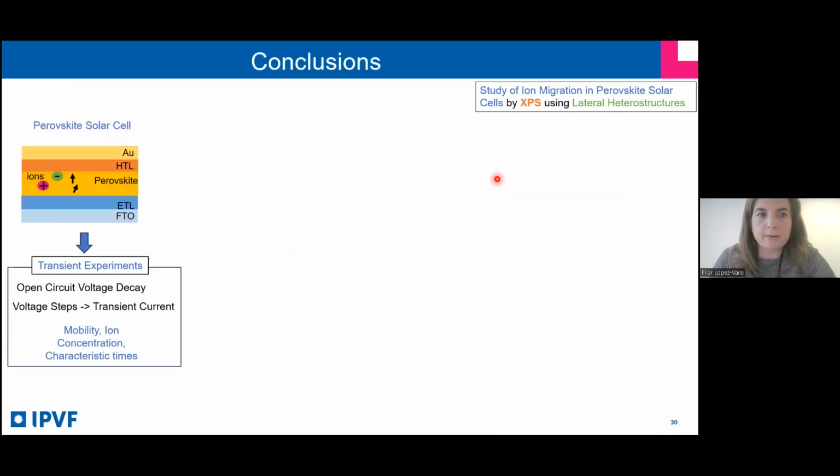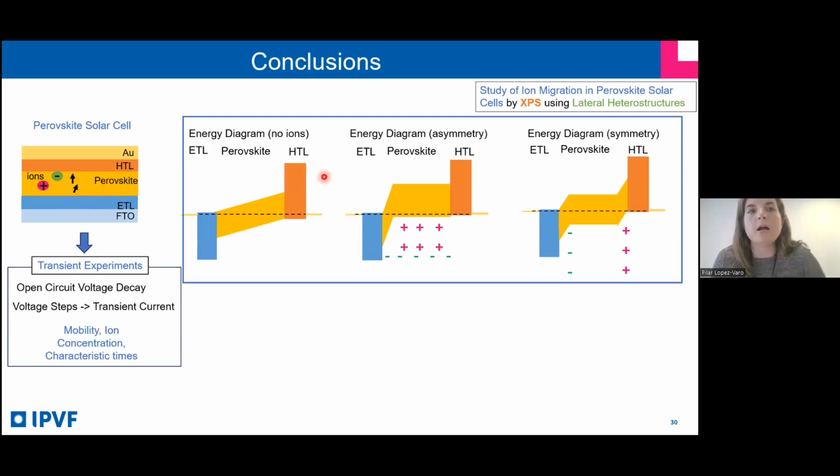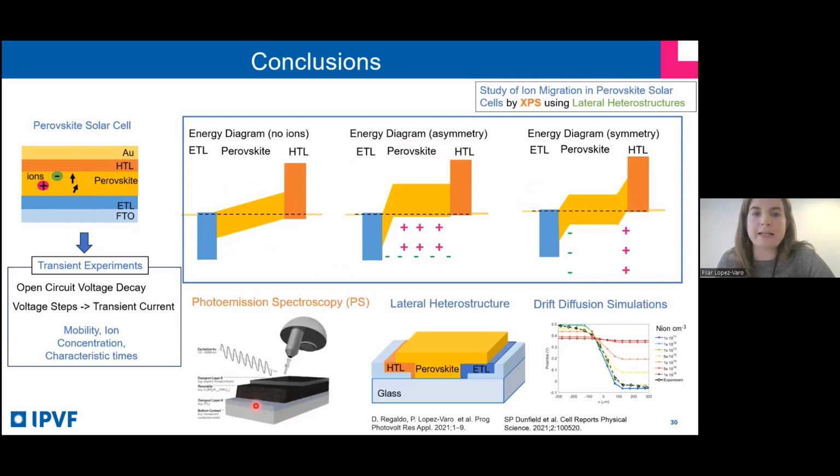And finally, I would like to show you that in order to characterize ions, we can use a transient experiment. We have a stack of layers, and if we really want to characterize the band diagram of our solar cell and the scenario of how the ions are migrating, one interesting technique is using XPS on lateral heterostructures, and then coupling diffusion simulations with the results that we get, we are able to estimate how much the ion concentration is and what its impact is.